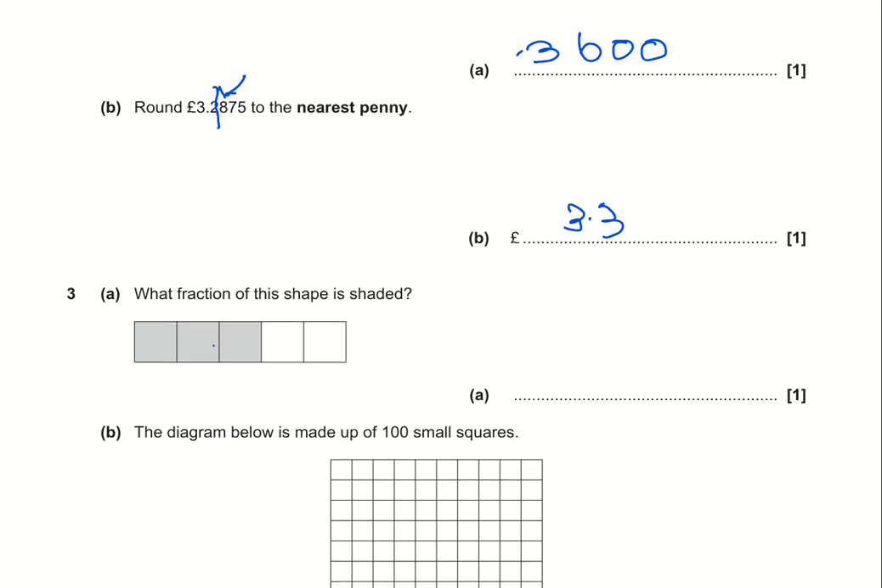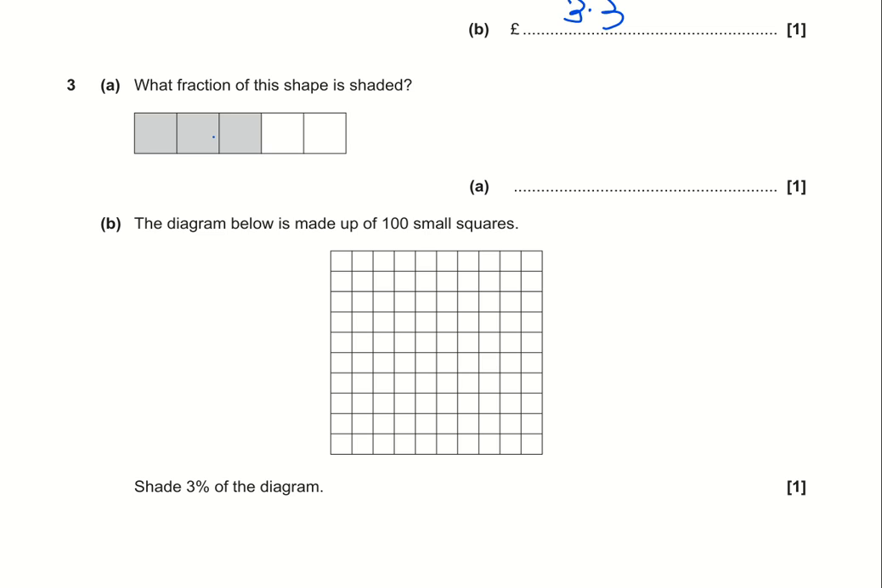Next one, question number 3. What fraction of this shape is shaded? I'm going to count how many squares there are altogether: 1, 2, 3, 4, and 5. 3 squares have been shaded. So the answer is 3 out of 5, 3/5.